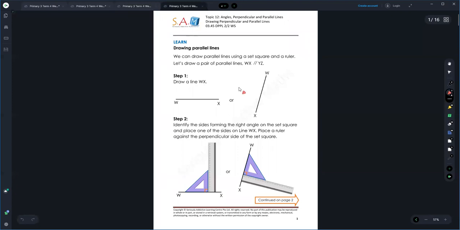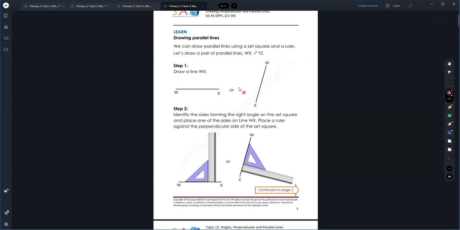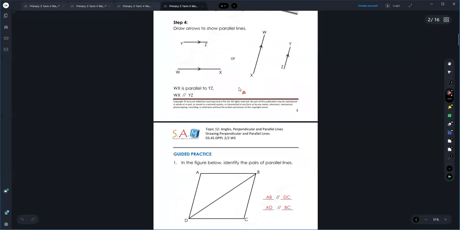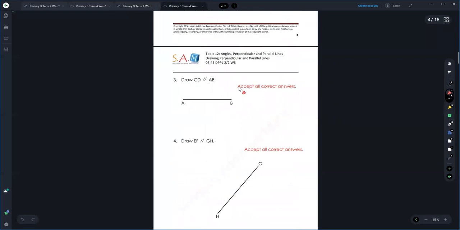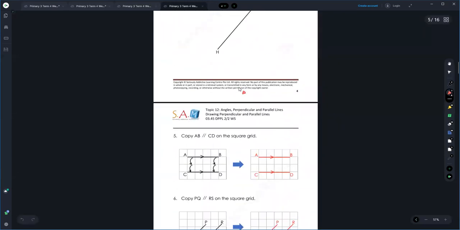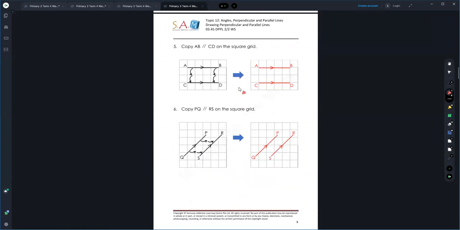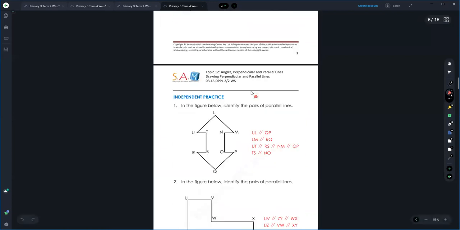Okay, so here they can use a set square to draw parallel lines as well. Show them how to do it on paper. Do the guided practice. Okay, get them to draw the parallel lines.